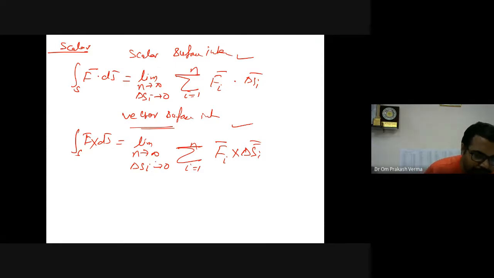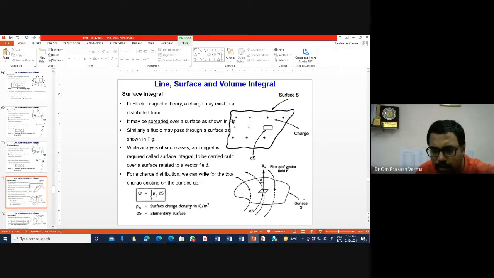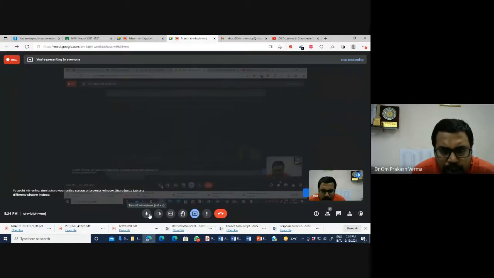Okay, the last one is the volume integral, and in a similar way. I think time is not allowing, so we will discuss it tomorrow in the next lecture. The rest we will discuss in the next lecture, right?